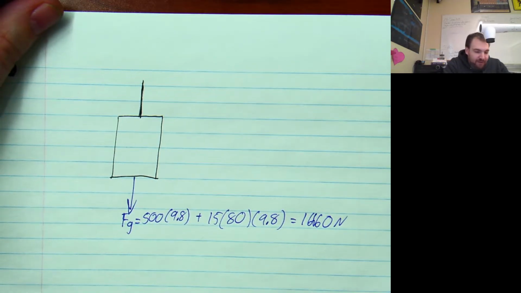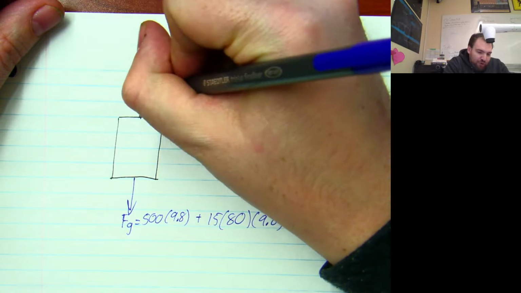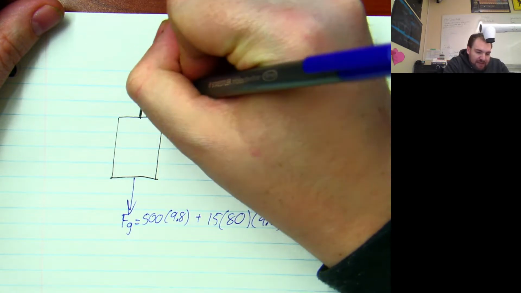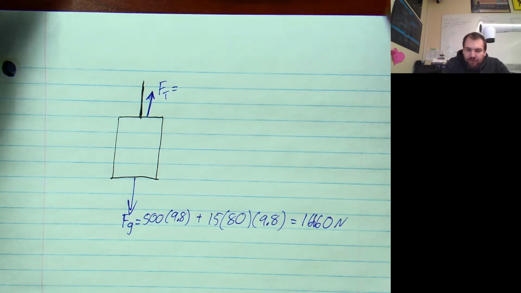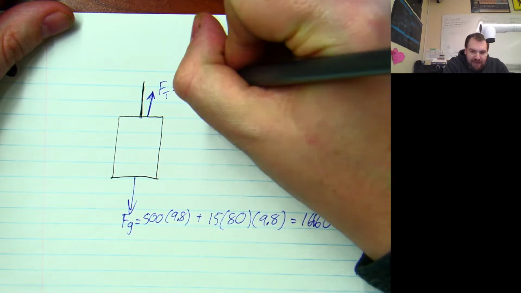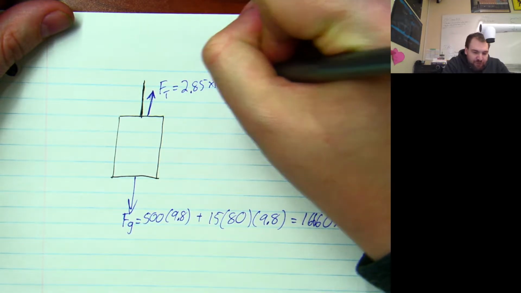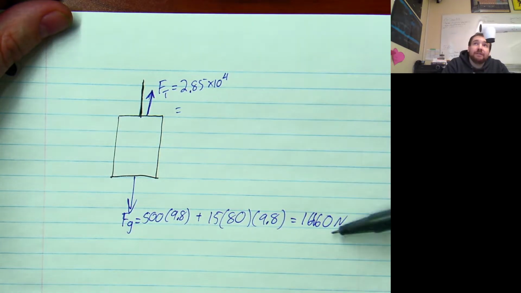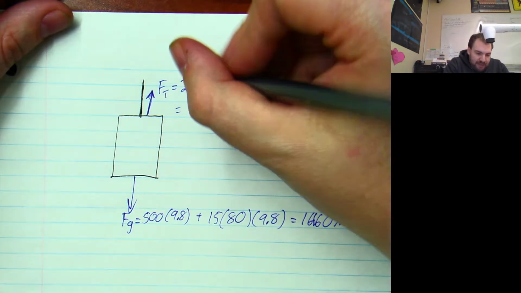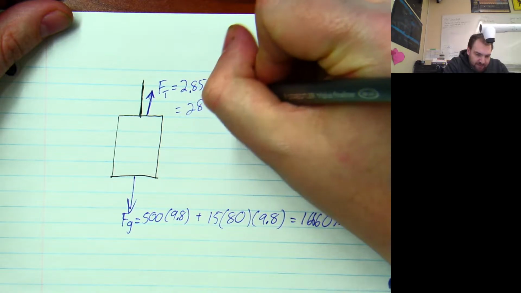Okay. So we are told that the max tension is going to be acting up, because that's where the cable is pulling. The maximum tension that this thing can hold is 2.85 times 10 to the 4 newtons, which, for the sake of keeping things consistent between these two, is 28,500 newtons.